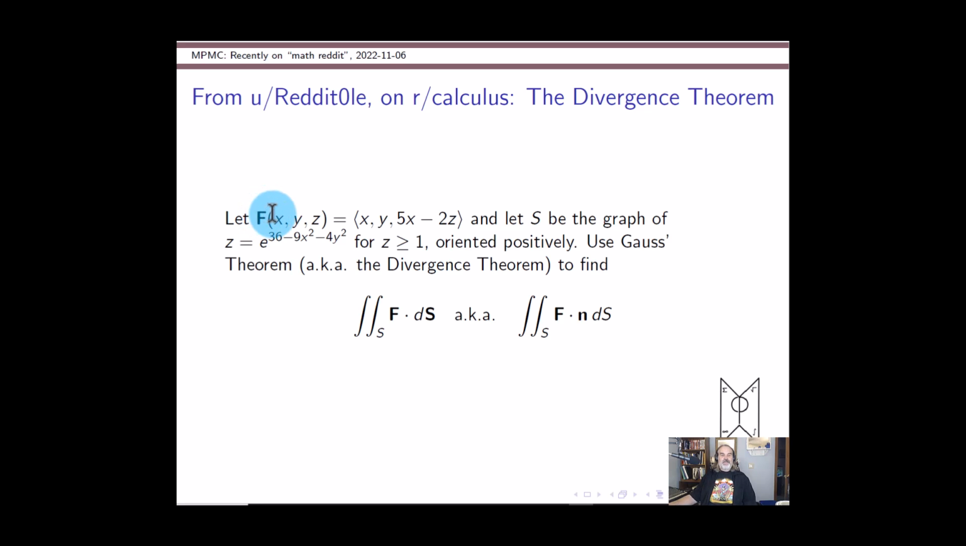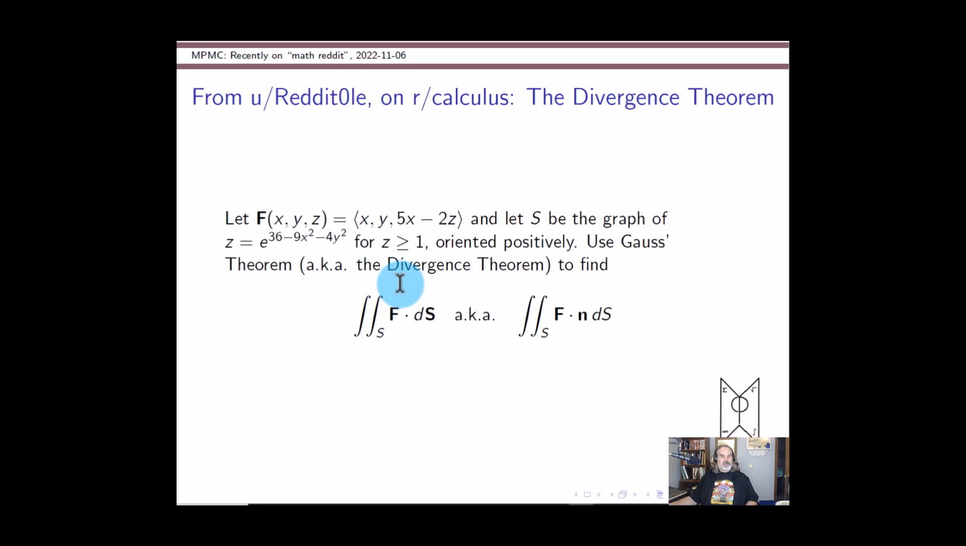So we have a vector field F. It's a flux vector in this particular context. It's got 3 components: x, y, 5x minus 2z. And we're going to build a 3-dimensional surface, which is the graph of this nasty looking exponential function, e to the 36 minus 9x squared minus 4y squared. And we're going to cut that off at z equals 1. So we're going to look at the upper part of that dome. And we are going to use Gauss's theorem, which is also known as the divergence theorem, to calculate a vector surface integral of flux.